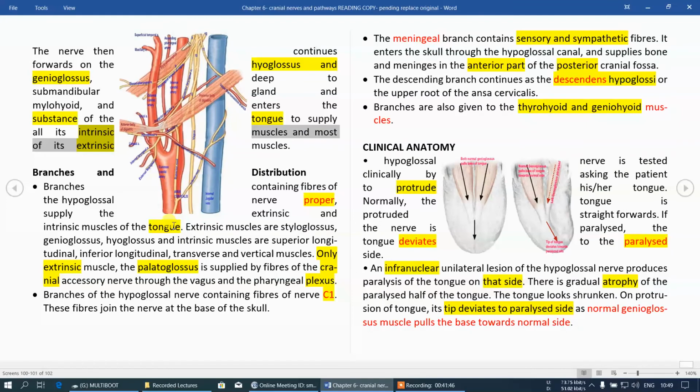Branches we have seen, muscular branches and sensory branches. Before it exits this foramen, it also gives a meningeal branch. The meningeal branch supplies the meningeal layer of dura mater. So there is a contribution of sensory and sympathetic components. Sympathetic will come from C1, C2, C3, that is the superior cervical sympathetic ganglion. These fibers will pass via the glossopharyngeal nerve and it will reach the meninges by the meningeal branch.